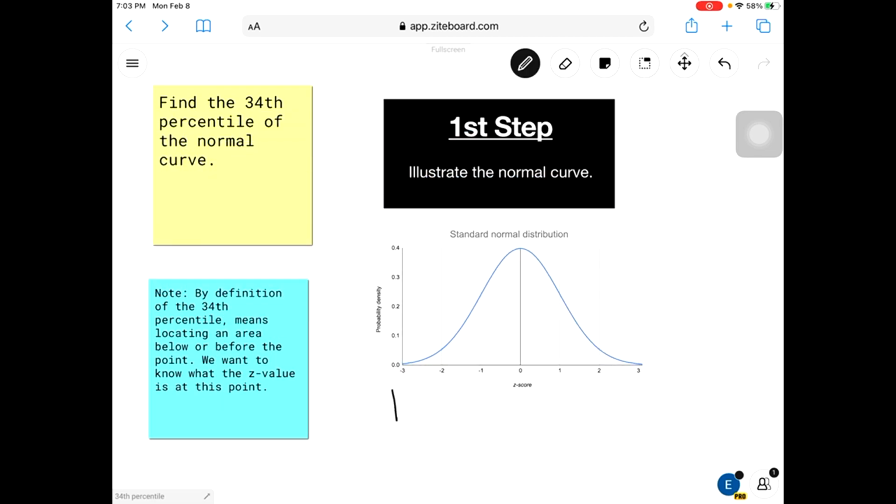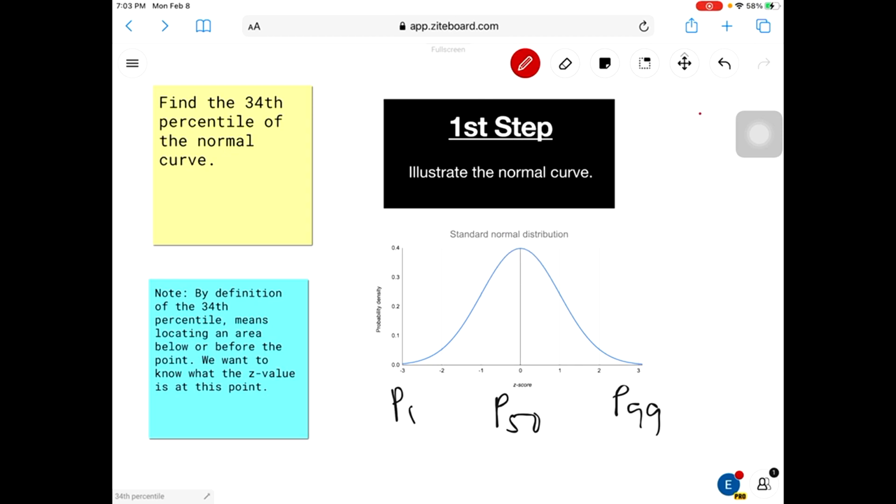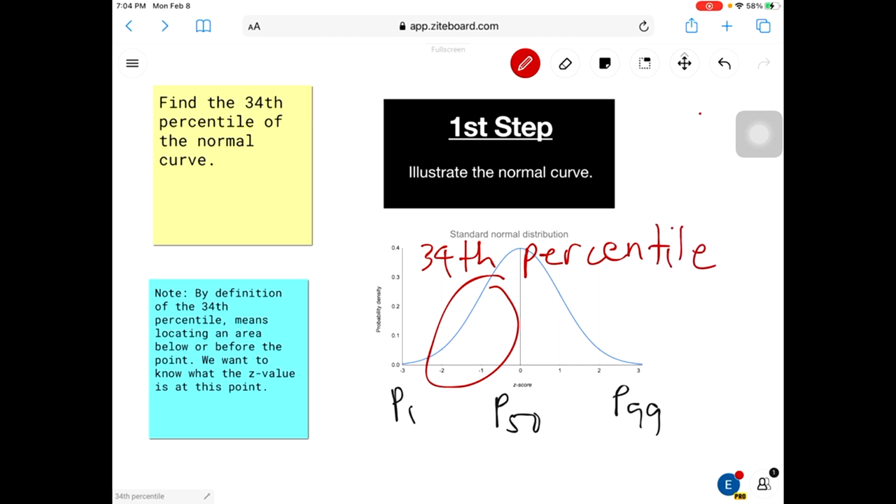Now, applying the concept of percentile, we will arrange the values in the normal curve in ascending order. The first percentile is going to be at the leftmost part of the normal curve. The 50th percentile corresponds to the mean or the center, and the 99th percentile will be at the rightmost part. Since we're looking for the 34th percentile, we will expect to locate this below the mean. So it's going to be somewhere here or somewhere there, and that's going to be our 34th percentile. But again, we do not know yet, so we put a question mark.